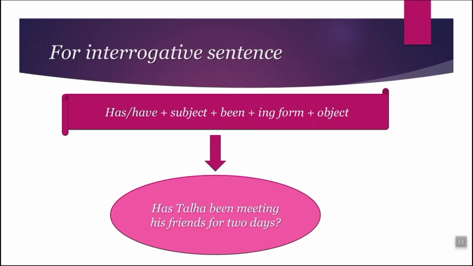Has Talha been meeting his friends for today's? In this sentence, has is the auxiliary verb used in the present perfect tense. Talha is the subject of the sentence. Been meeting is the structure for the present perfect continuous tense. His friends is the object of the sentence. The sentence asks whether Talha has been engaging in the action of meeting his friends for the duration of today's.